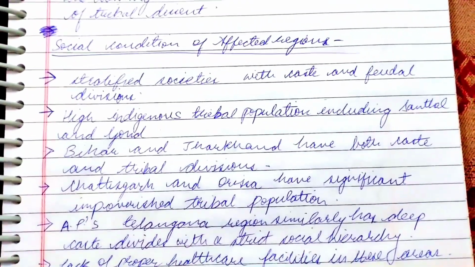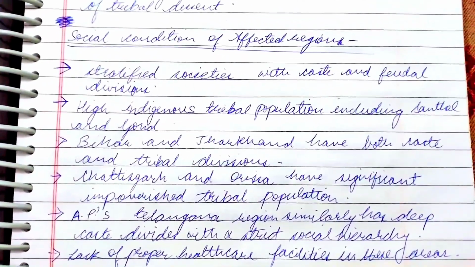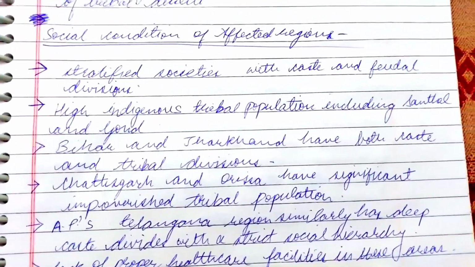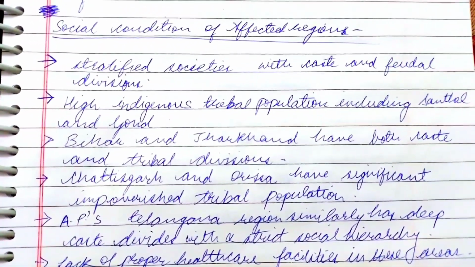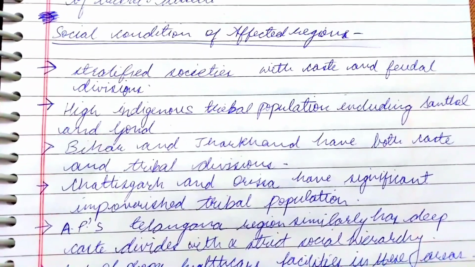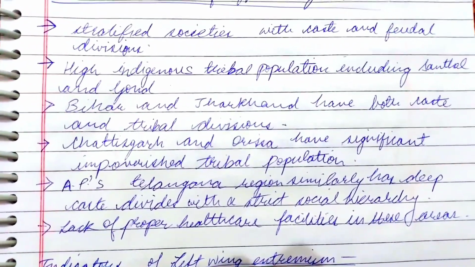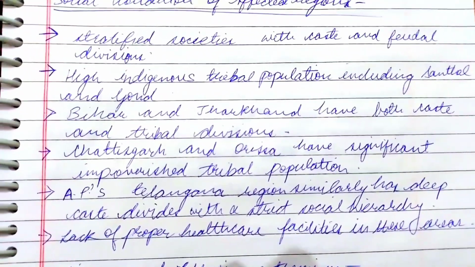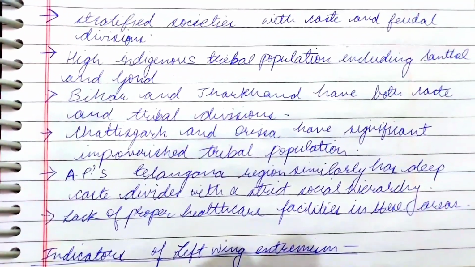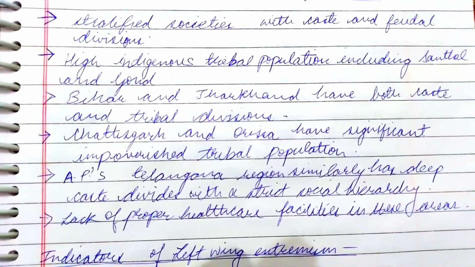These regions have a stratified society with caste and feudal divisions. This will always create underprivileged castes or societies, and this will create discontent among people. Then there is a high indigenous tribal population including Santhal and Gonds, and Bihar and Jharkhand have both caste and tribal divisions. The caste divisions in states like Bihar are very strong.